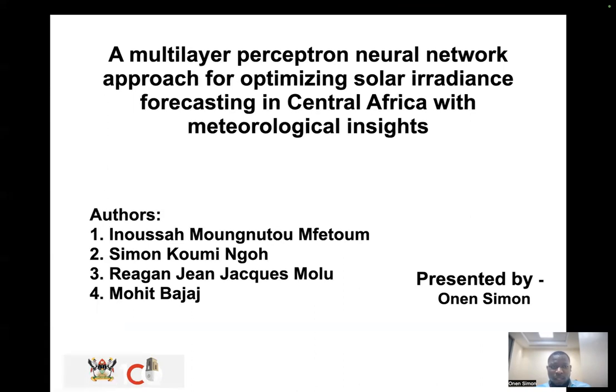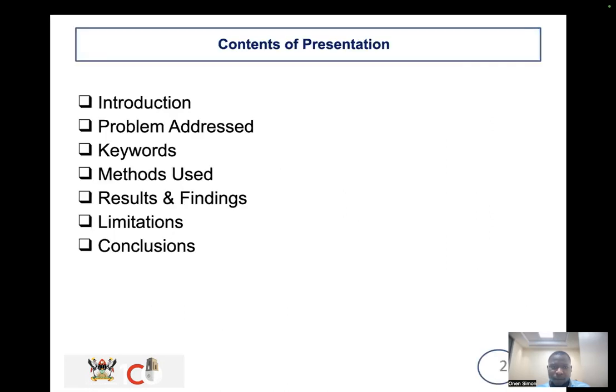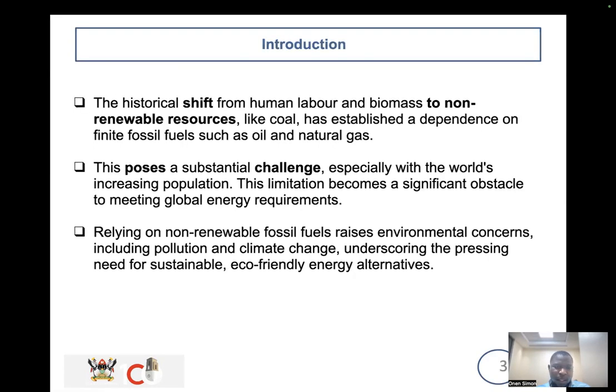The paper is basically looking at how the MLP, Multilayer Perceptron Neural Network technique is applied to optimizing solar irradiance forecasting for a data set that was specifically from Central Africa, using meteorological insights, where we're looking at atmospheric pressure, temperature, wind speed, and others. So the contents of this presentation: we are going to look at the introduction, the problem statement, then also the keywords and the methods that were used, and then also discuss some of the findings.